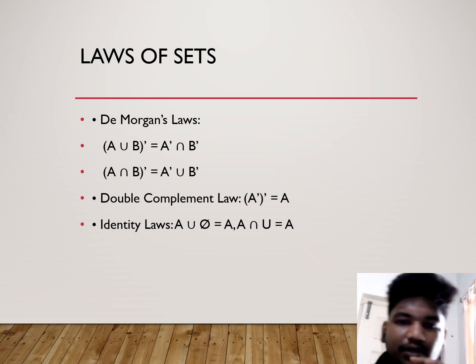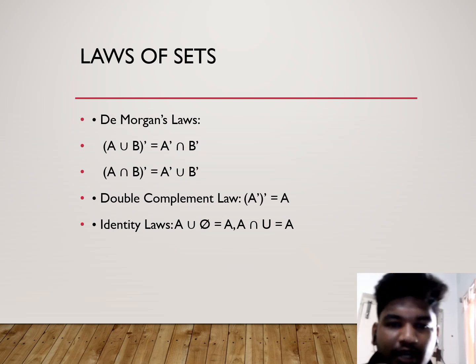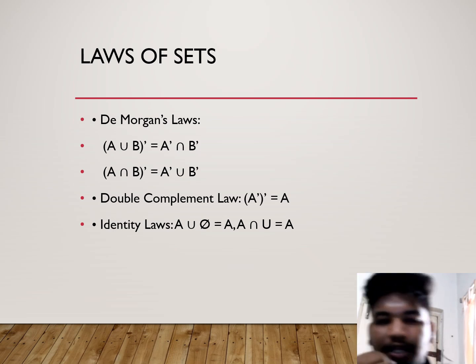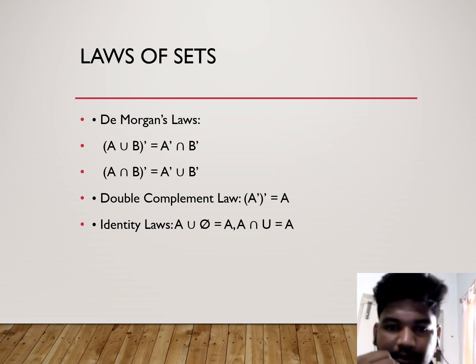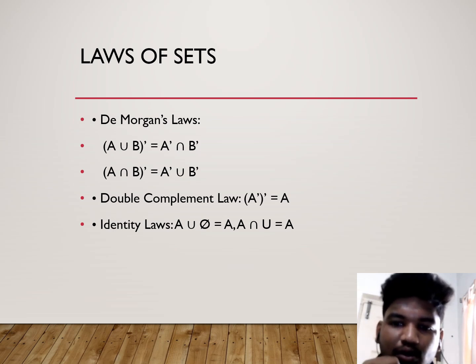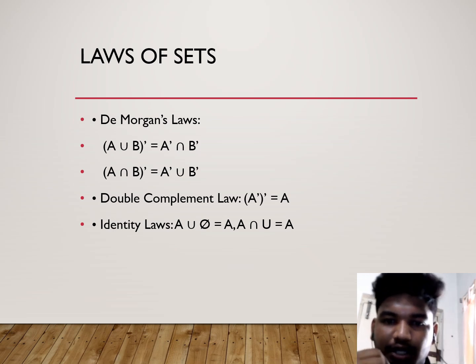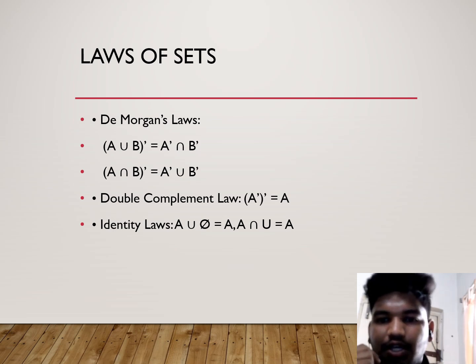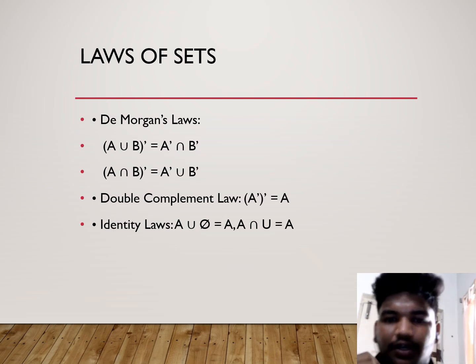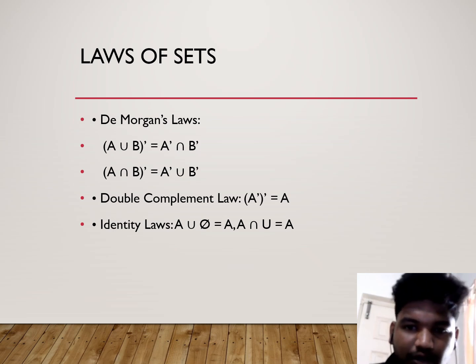Identity law. And it is also called domination law. A union phi equal to A. In the set A, elements are present, union phi. Phi in the sense no elements are present in that. That equals A. And A intersection U. Intersection in the sense common. U is the universal set, where all the elements are present. A intersection U equals A.